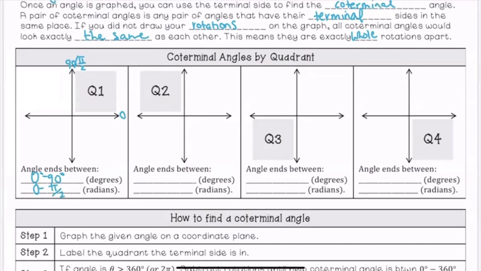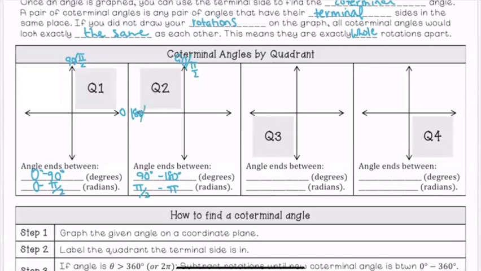Quadrant 2 starts at 90 and goes to 180. Also known as pi over 2, or half a pi, all the way to 1 whole pi, because 2 halves make a whole. Looking at quadrant 3, we're starting here at 180 degrees and we go until 270. For radians, we start at pi, that's 1 pi, or 2 halves, and this is 3 halves, so 3 pi over 2.